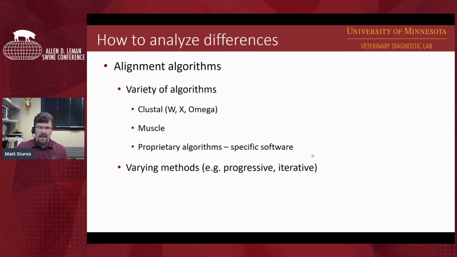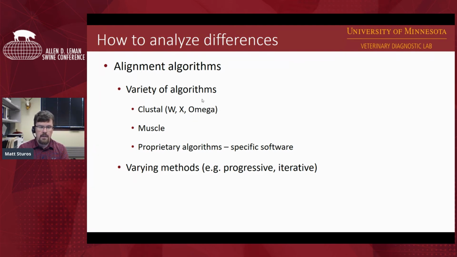So how do you analyze these differences? I talked about the fact that you can look at 2 sequences by yourself and align them. That's not a huge problem. But when you start adding 10, 20, 50 sequences, it gets a bit difficult. And so there are alignment algorithms, a variety of them. Some of the names that you might run across would be Clustal.